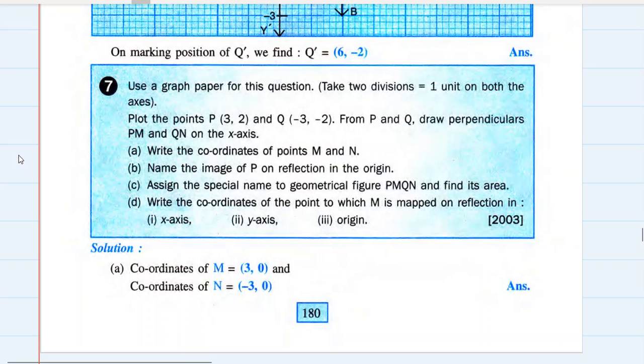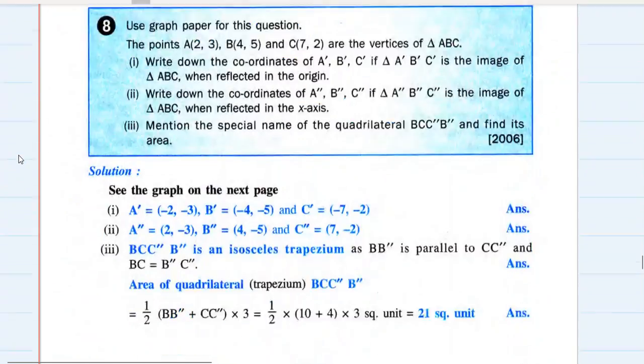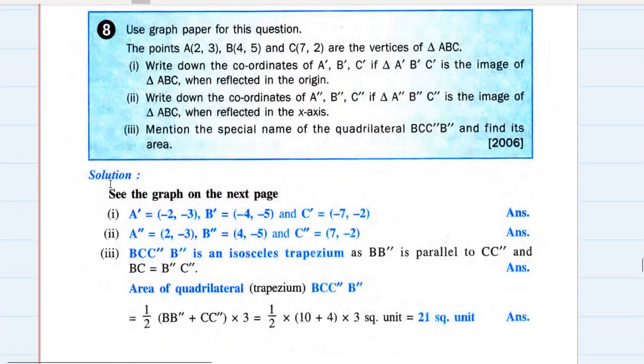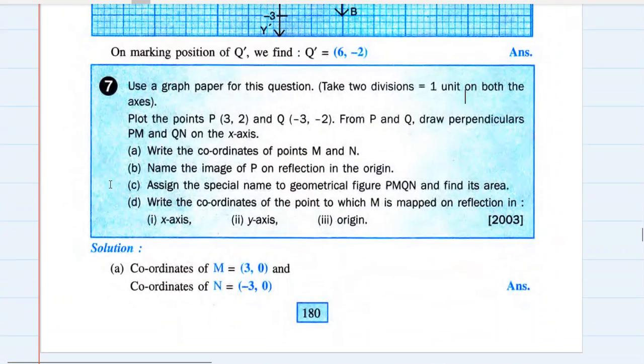See, this question has also been done on the graph, and even the next question. I think there are two more questions which both are done on the graph. So we'll just have a look at them here only. I'm not going to plot it for you. I'm just going to explain what the question is, how they have done it, and how to do it on the graph. So use a graph paper for this question. This will be told to you to use a graph paper.